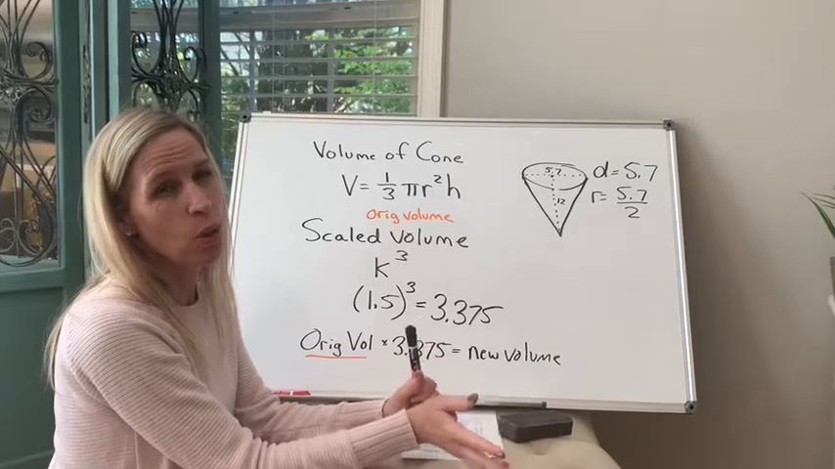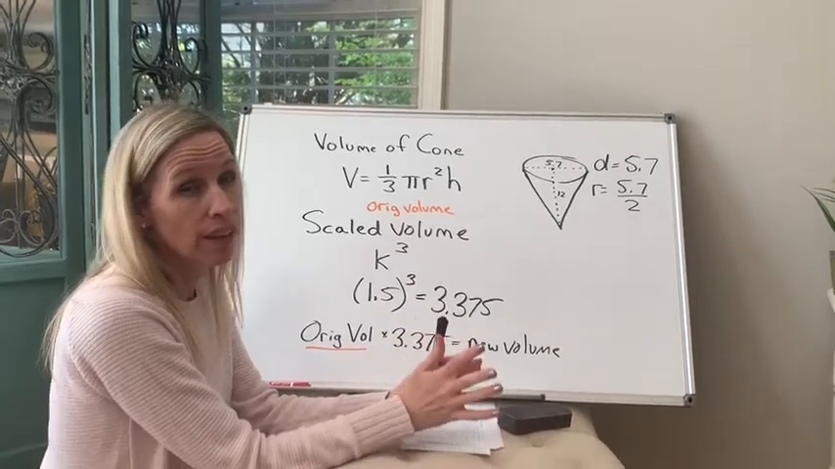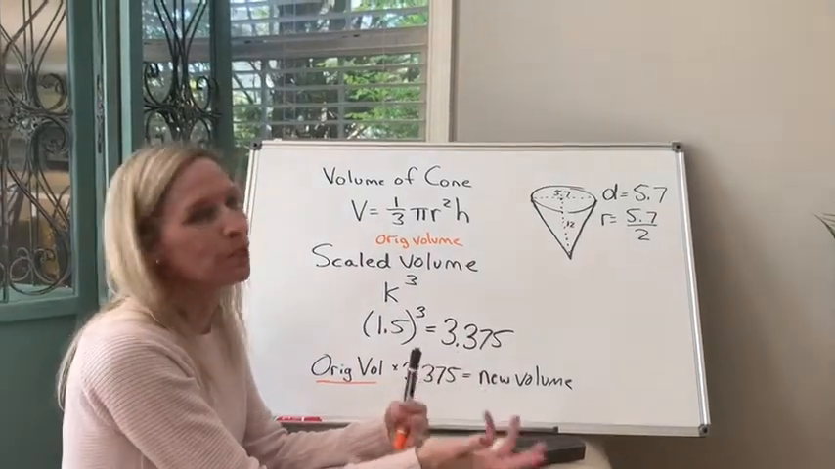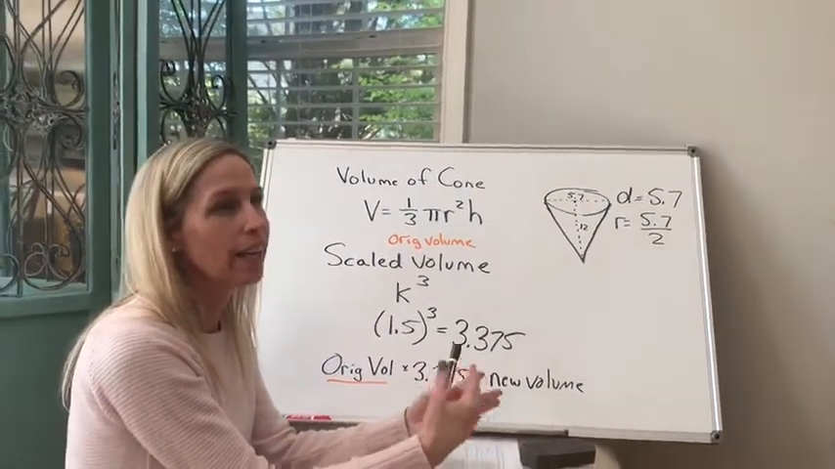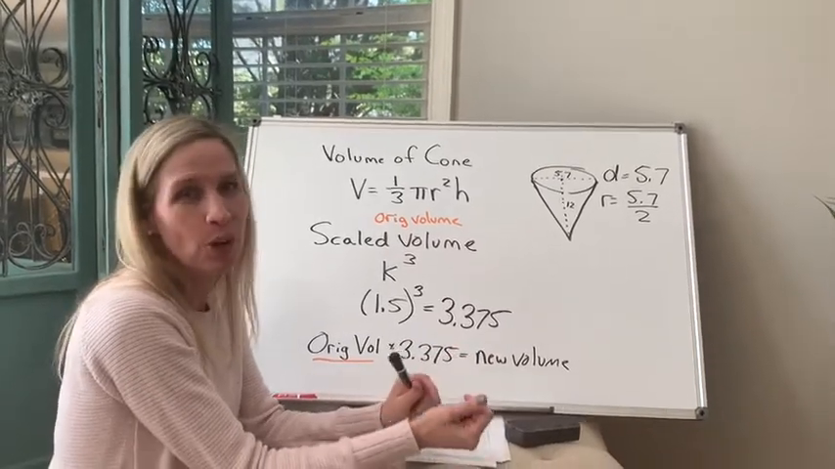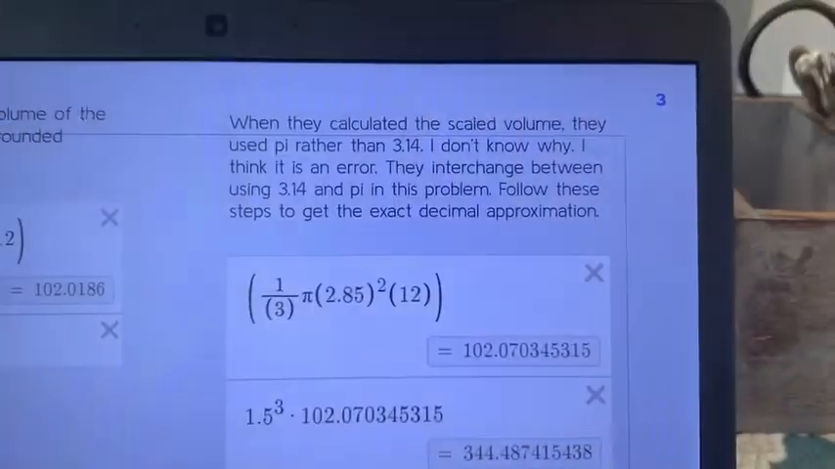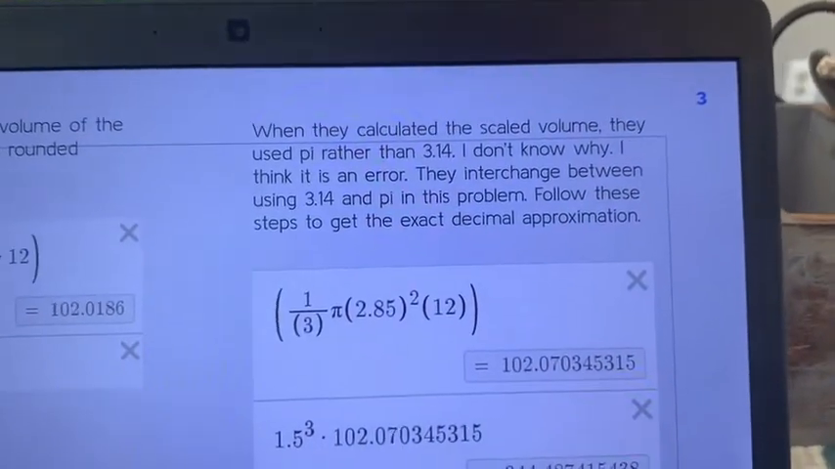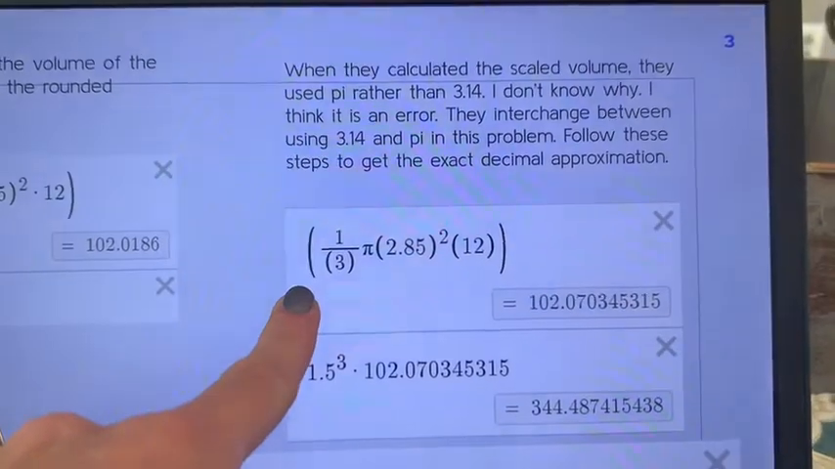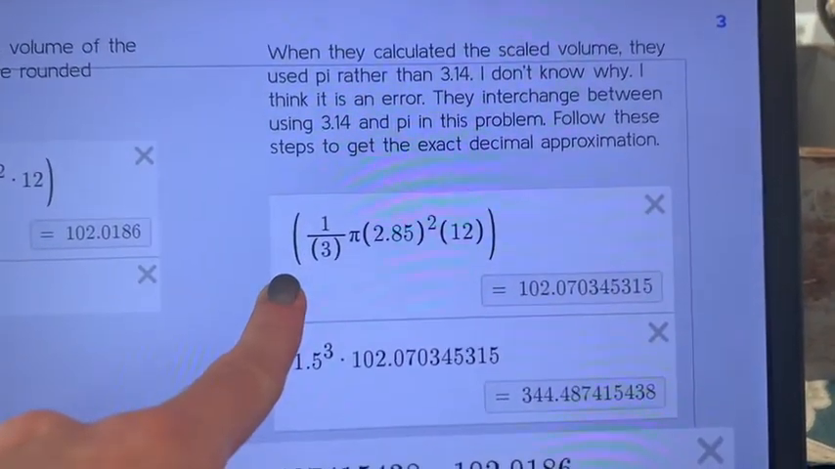However, because of this whole pi and 3.14 thing, I need to explain when to use pi and when to use 3.14 so that we can get to the answer that they have as the answer. So we're going to move back to the computer so I can show you that. Okay, so when they calculated the scaled volume, they essentially recalculated the original volume. I'm not really sure why they did that.